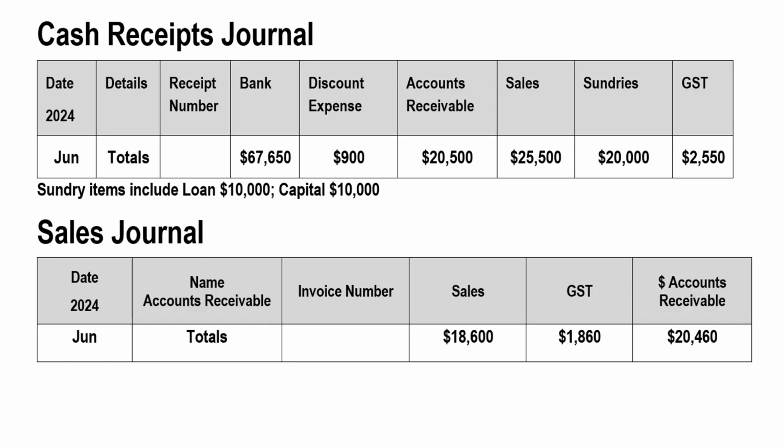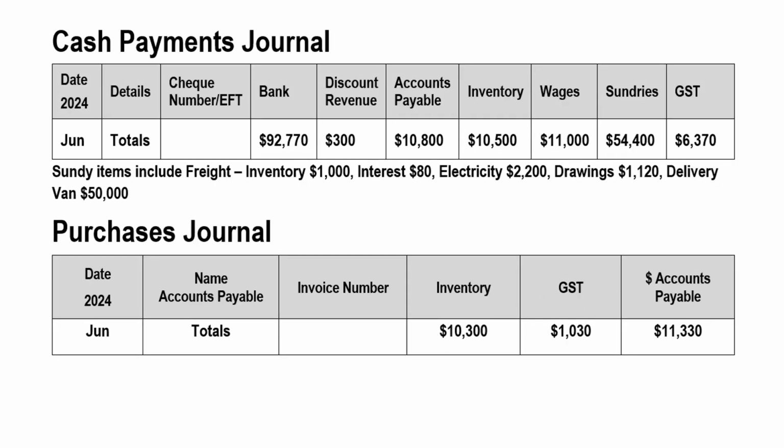Same drill as last time. We've got a couple of positive figures. We've collected this GST on behalf of the ATO, so therefore that's going to increase our GST liability. And here we've got a big GST payment amount in our payments journal because we've bought a van and been charged some GST on that. And then we've still got our $1,030 for our GST charged on our purchases of inventory.